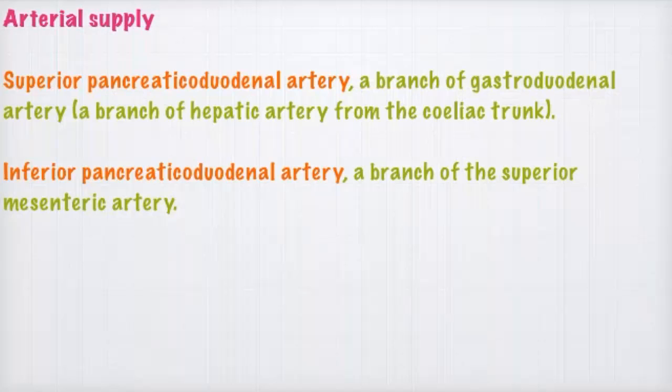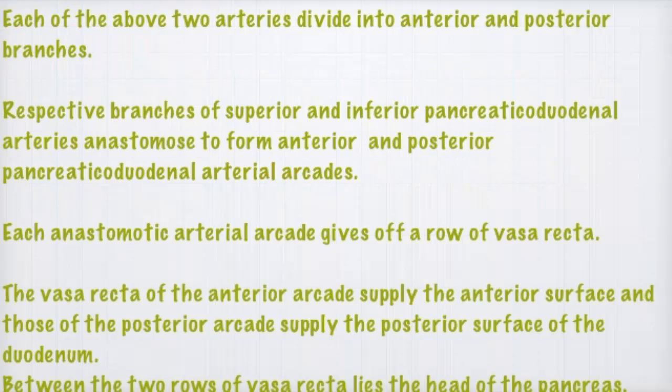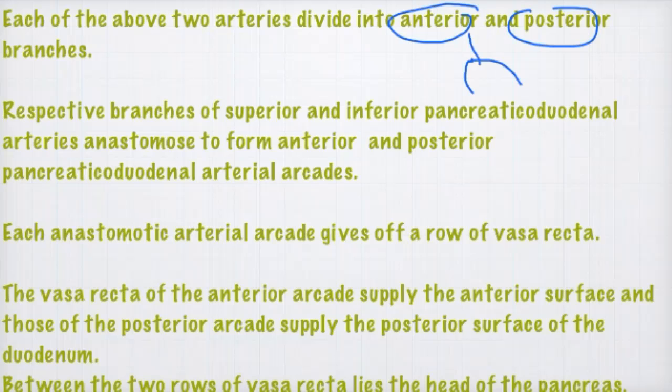Each of the above two arteries divides into anterior and posterior. Respective branches of the superior and inferior pancreatico-duodenal arteries anastomose to form the anterior and posterior pancreatico-duodenal arteries. Each anastomotic arterial arcade gives off a row of vasa recta. The vasa recta of the anterior arcade supply the anterior surface, and those of the posterior arcade supply the posterior surface. Between the two rows of vasa recta lies the head of the pancreas.